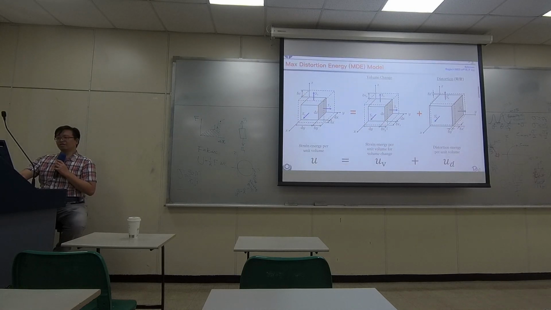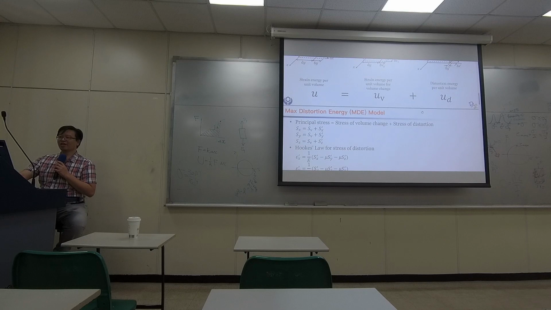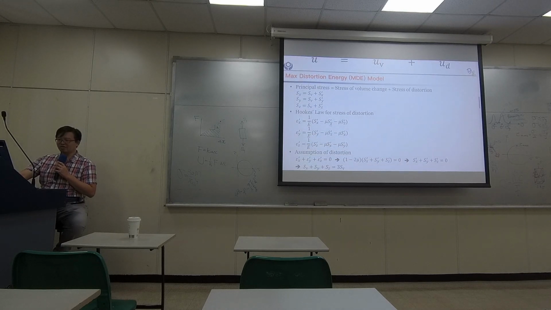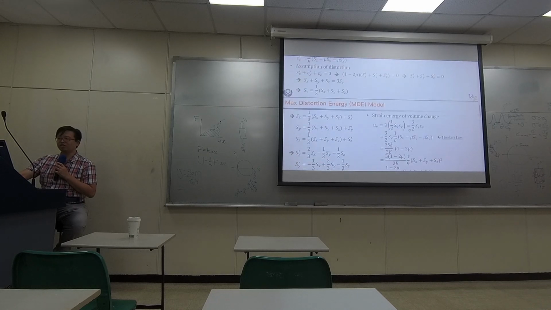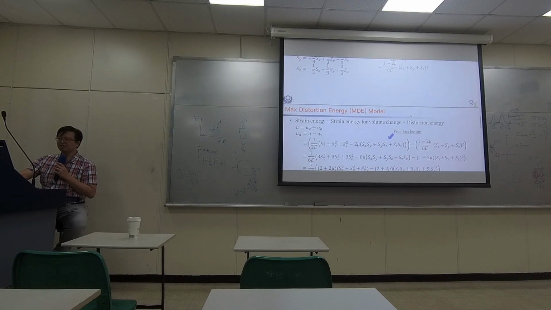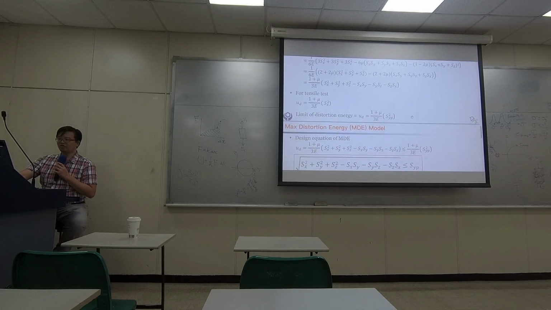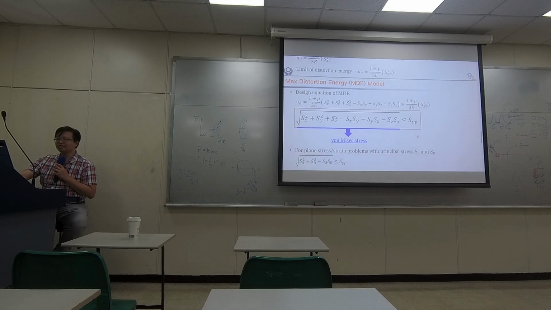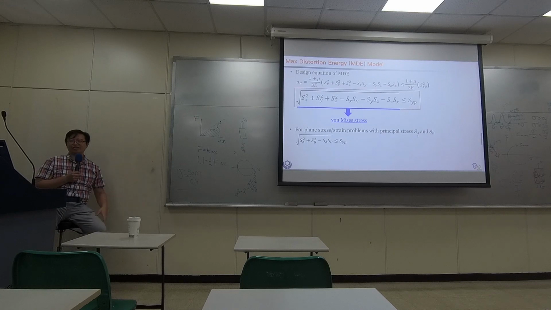Now, to talk about this maximum distortion energy, it requires me to introduce a new concept right here, which I will talk about tomorrow, because it will be taking too much time right now. And there will be some stress analysis as well, and of course some assumptions. And at the end, the goal of the maximum distortion energy model is to form an equation just like this. Okay? Let me tell you the conclusion. At the end, we have an equation like this.